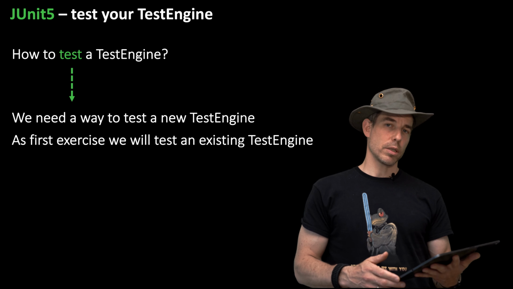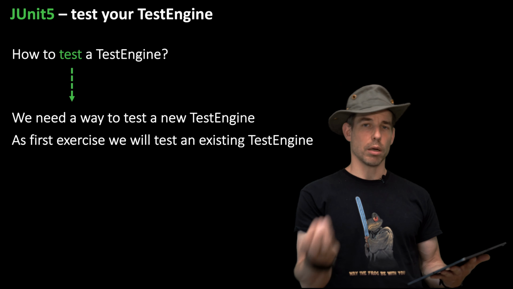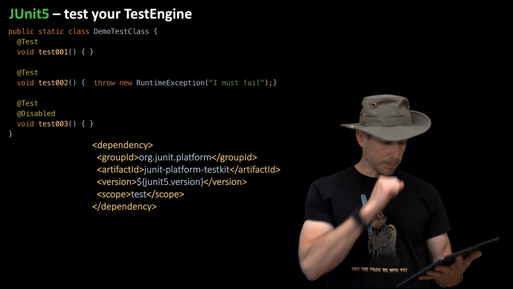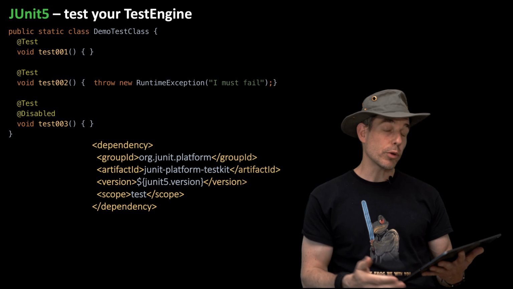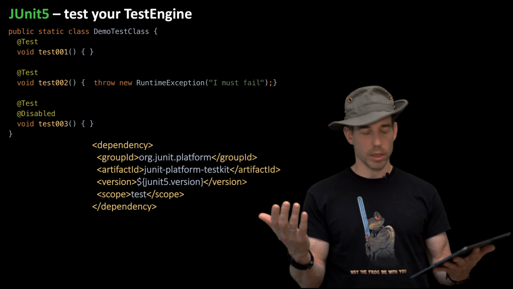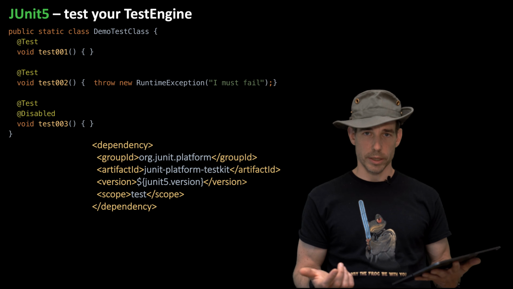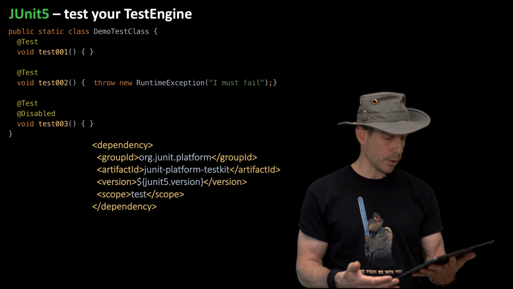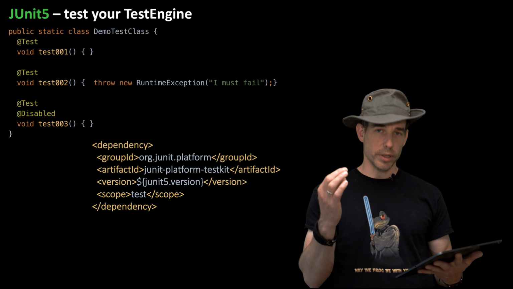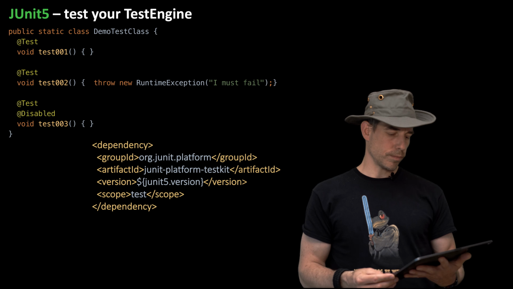And for this, we will first just create an existing test engine. So how to ramp it up, how to test it, and then we will see how to create our own one. For example, I'm creating a demo test class, and here I have 3 tests. One test is just doing nothing, and doing nothing means implicitly it is a positive test. The next one, test 2, is just throwing an exception, explicitly a runtime exception with a dedicated message. And the last one is a disabled test.